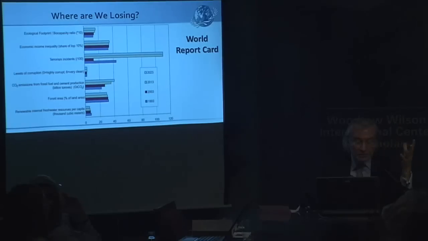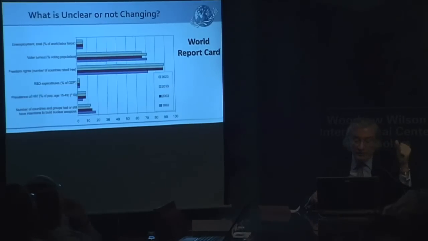I don't want to go on too long, but obviously it's an important problem. There's more details in the book. You can read that later on. Terrorism, we're not winning on terrorism. Corruption, we're not winning on corruption. The CO2 still keeps going up. The forest lands are problems. And the water situation and renewables are going bad.